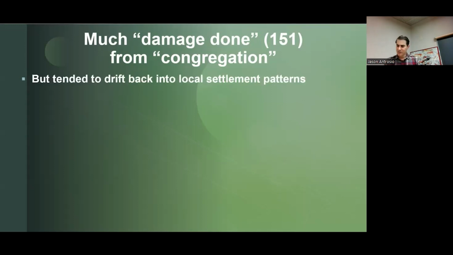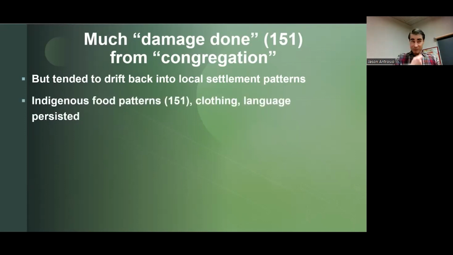But as they point out, even when they would try to organize everybody into one place, and they do a lot of damage, over time people usually tried to drift back into their local settlement patterns. They would change things, add in new ingredients. Indigenous societies were using basically indigenous food patterns, clothing, and language, but changing. The societies are not locked in time either. They would incorporate different things.